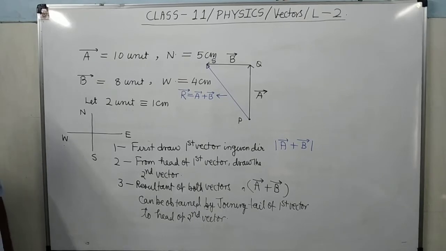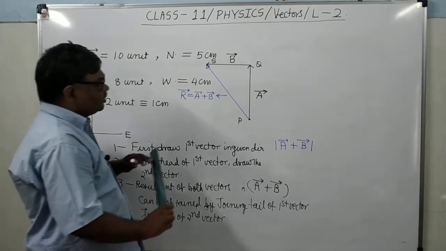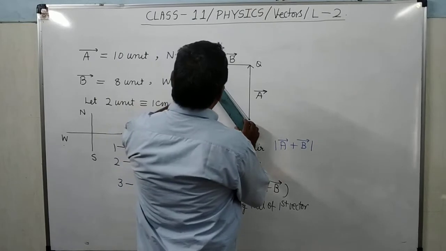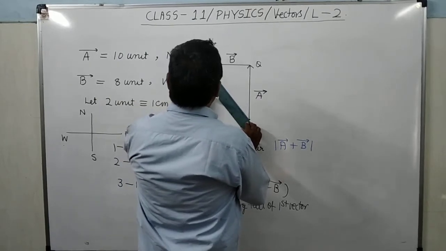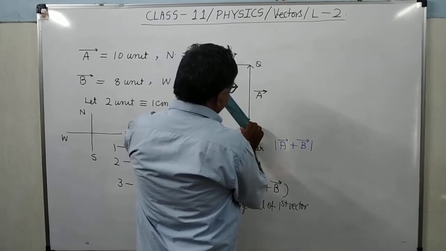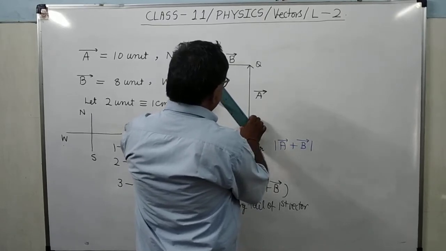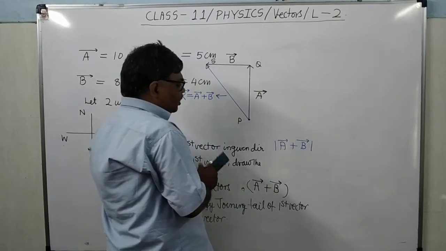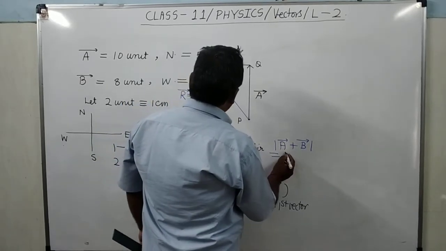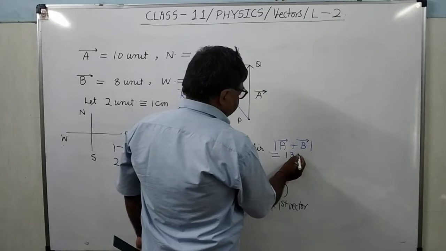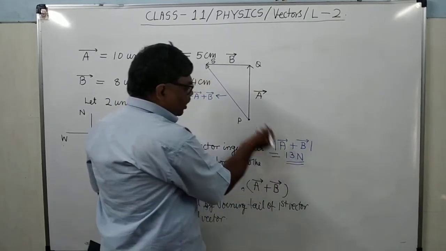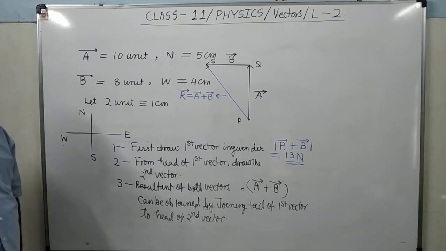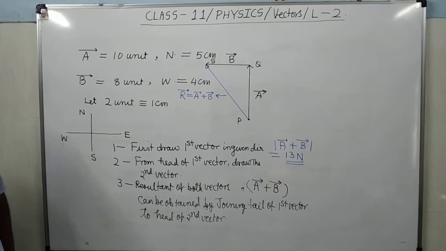So see here, how will you find it? You will measure this. When you measure, here it comes out 6.5, that is 13. It will be equal to 13 Newton. Here it is nearly 13 Newton. This may not be the exact value because this is not exactly drawn on the scale. It is clear. So it is 13 Newton.